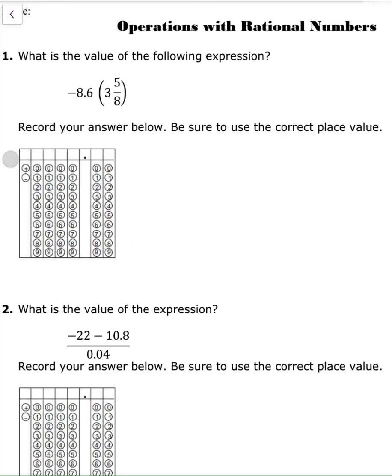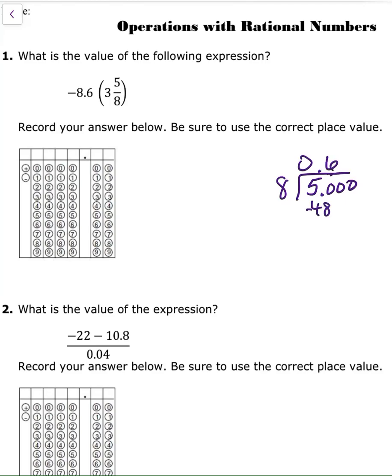So I know if I have to put my answer in this grid here, that means that both of these need to be decimals. I can't put a fraction in here. So I need to change that 5/8 to a decimal, and we do that by dividing. So we're going to say 5 divided by 8.